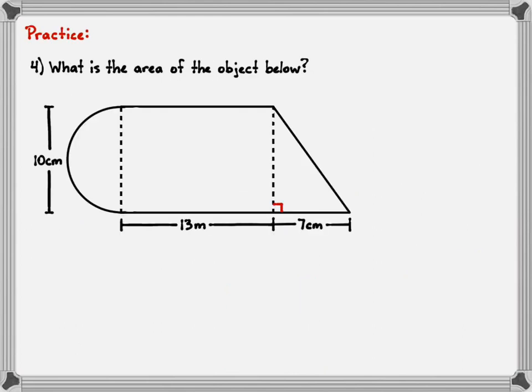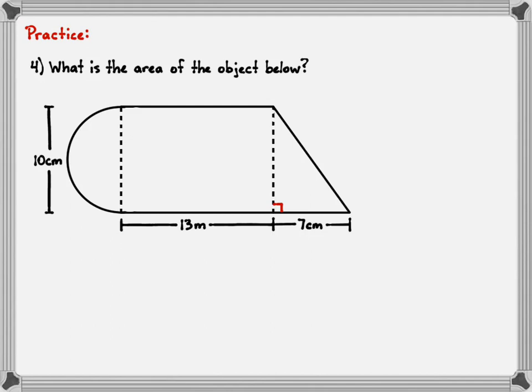Let's go ahead and take a look at a little bit more complex of a problem here. Number 4, it says, what is the area of the object below? Now this object is comprised of 3 different pieces. You have a semicircle, you have a rectangle, and you have a triangle. So go ahead and pause the video and do what you think you can on this. Come up with some sort of answer, and then come back and push play and see how you did.